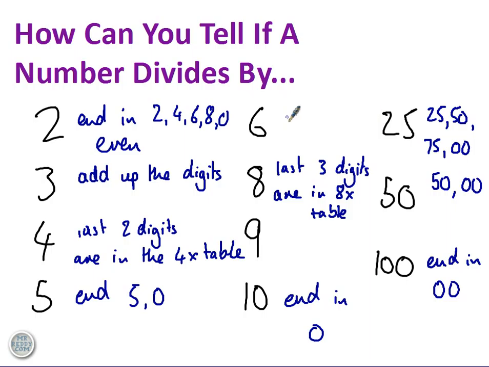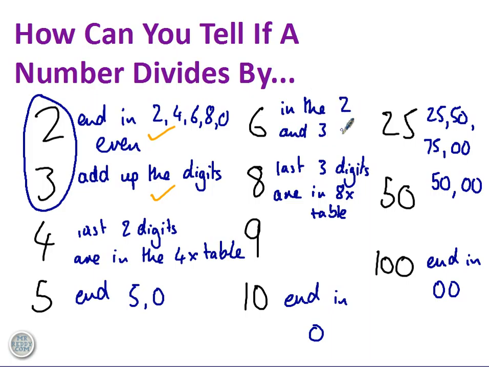And how do you tell if a number is in the 6 times table? Well, for it to be in the 6 times table, it has to fit the criteria of the 2 and the 3 times tables. In other words, the number needs to end in 2, 4, 6, 8 or 0, and you need to be able to add up the digits, and then it divides by 3. So you'll need to check that it's even and it divides by 3 for it to divide by 6.